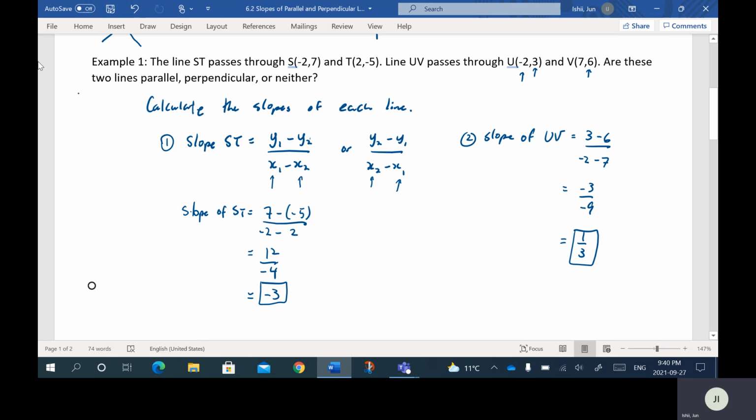And now if we compare the two slopes, we see that they are negative reciprocals, right? Negative 3 here, and I have positive 1 over 3. That means that these two lines are perpendicular.